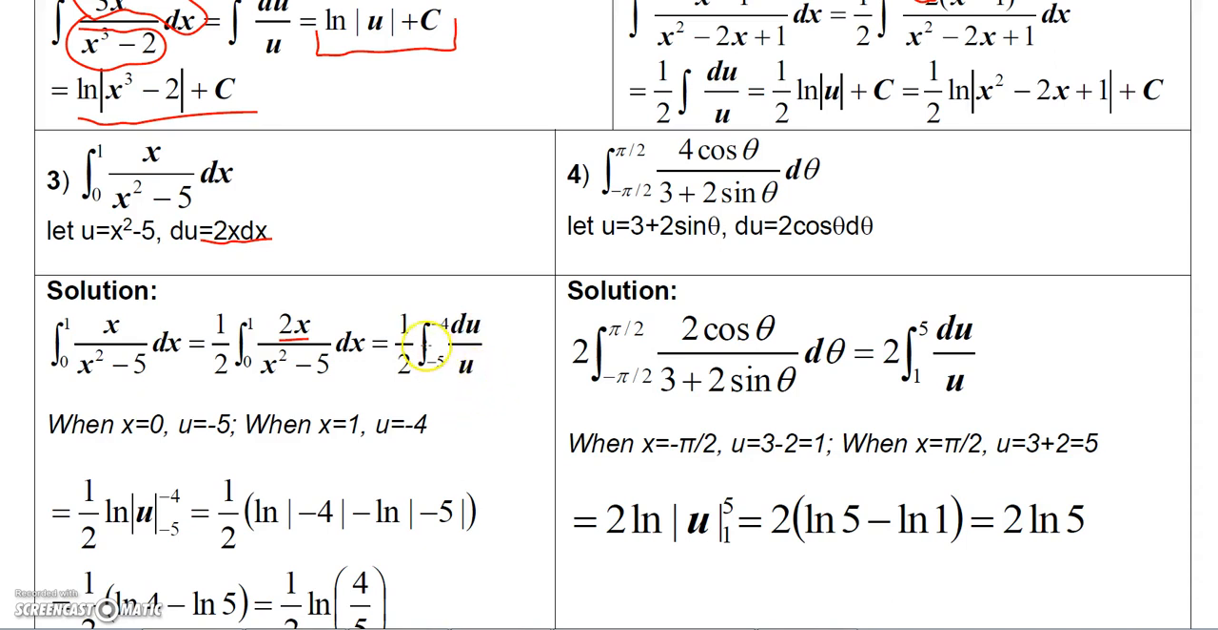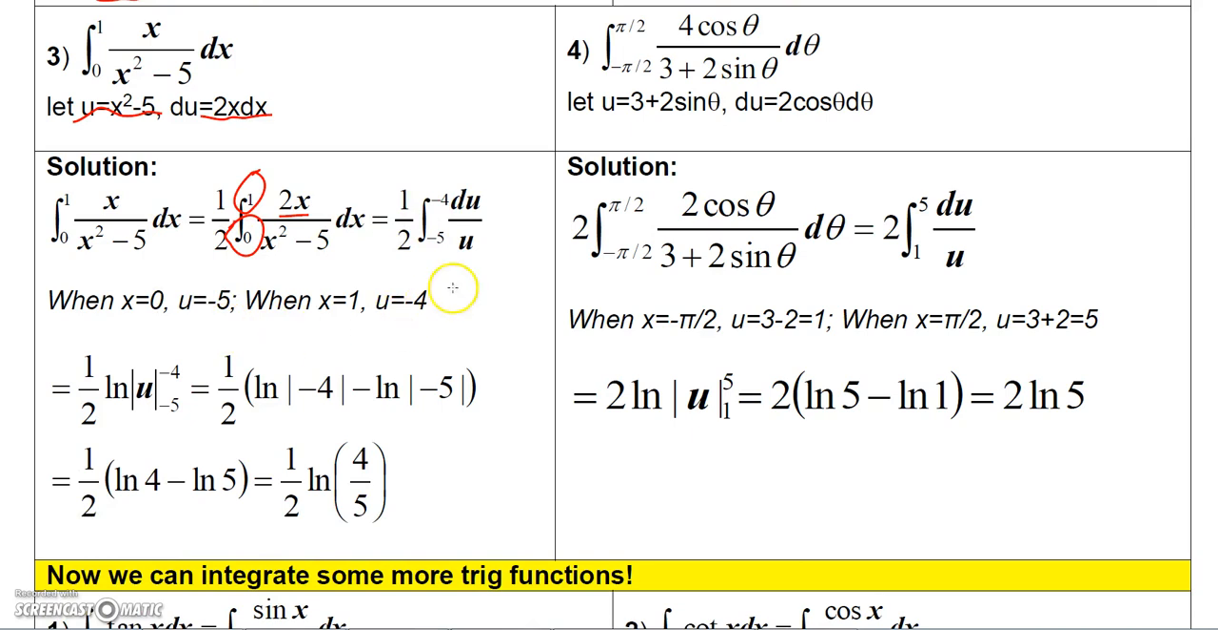Now you might be asking, where did the -5 and the -4 come from here? Well, since I switched variables, I went from x to u, I have to change my limits as well. So I have to ask myself, if x is 0, what would the corresponding u be? Since u equals x squared minus 5, you plug 0 in here, and 0 squared minus 5 is -5. So when x is 0, the u is -5. And then you do the same thing for when x is 1. When x is 1, what's the corresponding u? You would get 1 squared minus 5, which is -4.